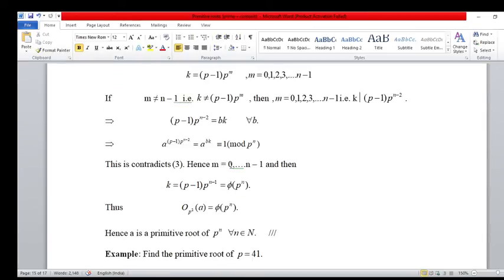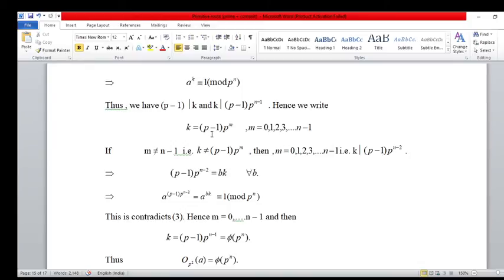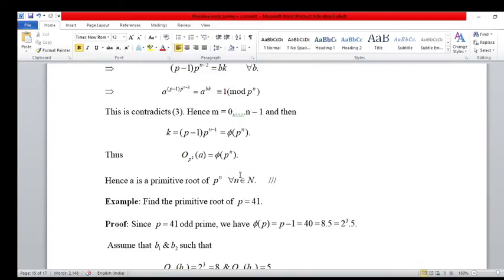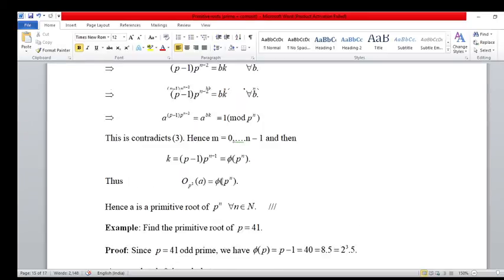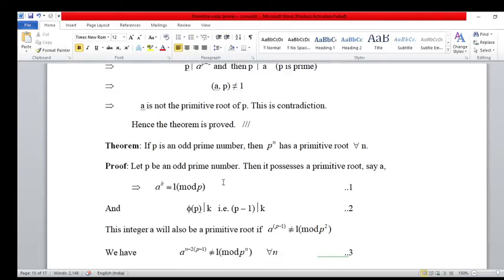Hence m is equal to 0 up to n minus 1, then k is equal to (p minus 1) p raised to the power n minus 1. Here we take k is equal to (p minus 1) and p raised to the power m. Here we take k is equal to (p minus 1) p raised to the power n minus 1, and this is equal to phi of p raised to the power n, and thus the order of a mod p square is equal to phi of p raised to the power n. Hence a is the primitive root of p raised to the power n. This theorem is complete, and let us repeat this again.